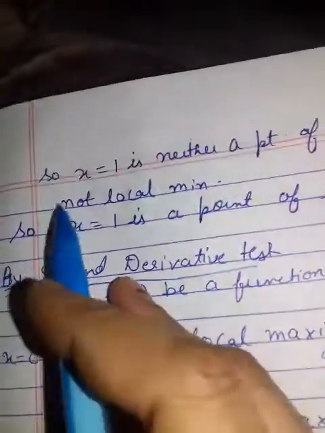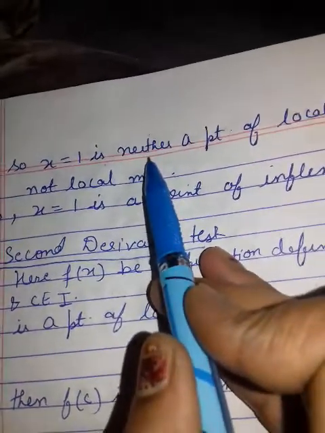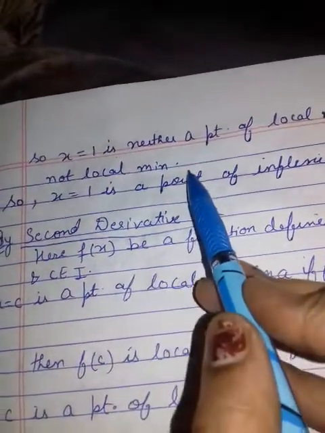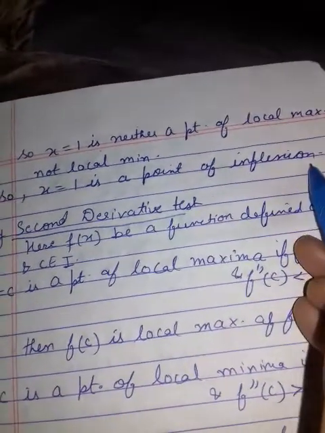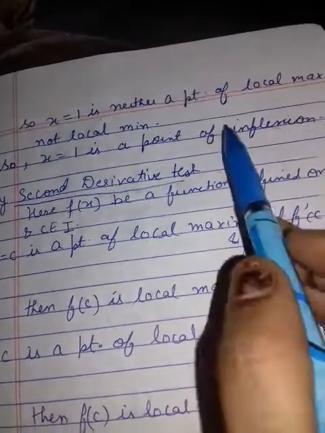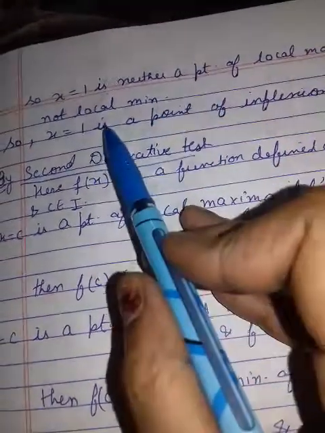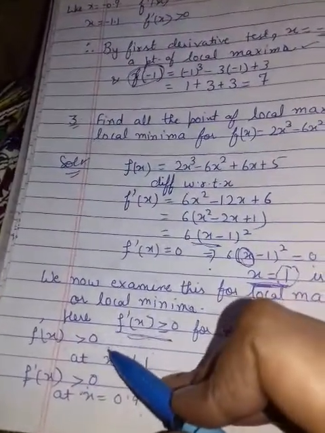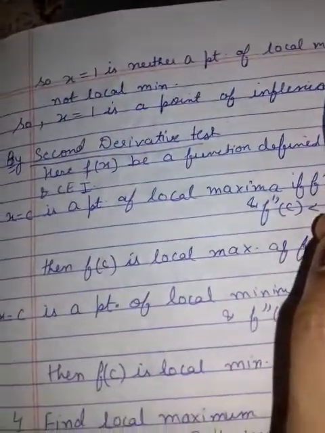What will we say? x equal to 1 is neither a point of local maxima nor a local minima. So it is a point of inflection. What is a point of inflection? It is where we are not able to find local maxima or local minima, because both values are giving the same result. It must be opposite. So that's why this is a point of inflection.